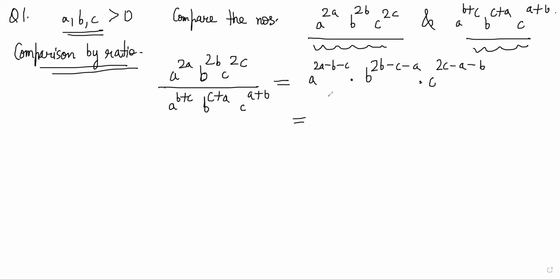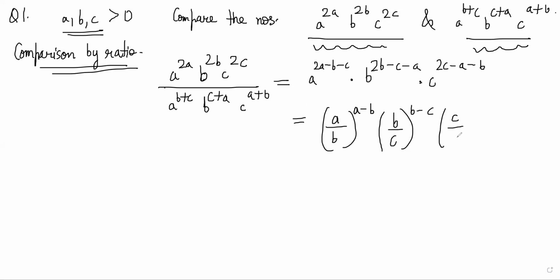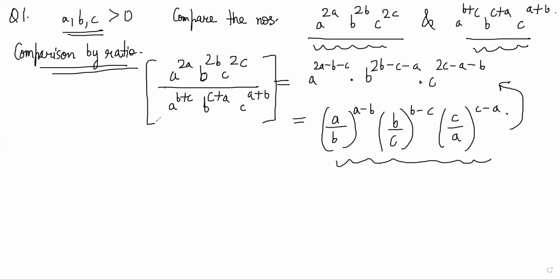And you can even further simplify it a little bit and write it as (A/B)^(A−B) · (B/C)^(B−C) · (C/A)^(C−A). You can check it out. This is actually equivalent to the previous statement, right? Now, how do we go about understanding which one is bigger? We have to check whether this ratio is greater than 1 or not.